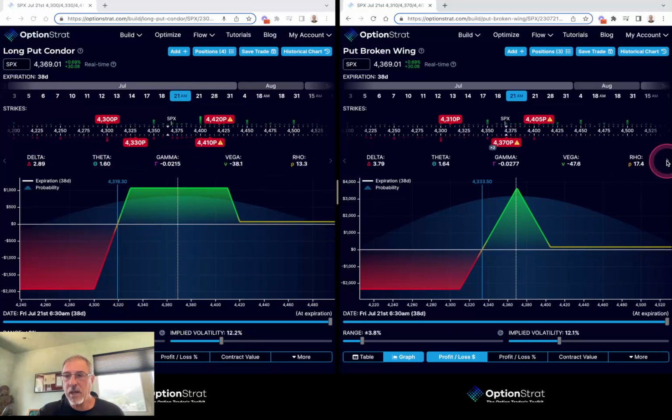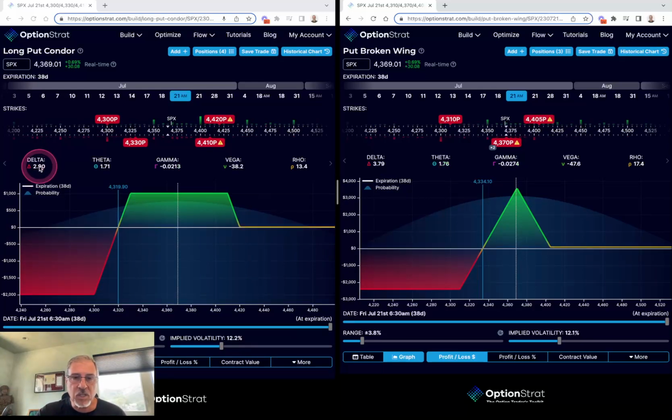Okay, so in looking at these Greeks, probably the most important Greek to me is going to be the theta. And theta is very, very similar in both of these as well. Theta is the amount of decay that happens on a daily basis in these trades. And then the other one would be delta. In other words, how much is this going to be impacted by an up move or a down move in our market? Now we can see that this one has a little bit higher delta.